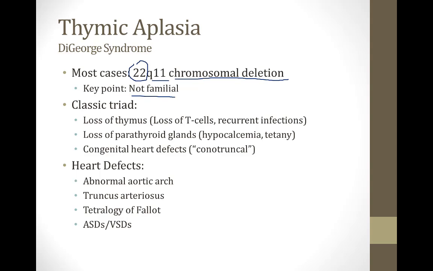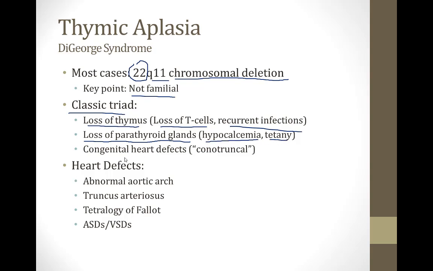There's a classic triad of symptoms that develop in children with thymic aplasia. The first set of symptoms come from loss of the thymus. This is where you lose T cells, and these children have recurrent infections. We'll talk more about that in a minute. The second problem these children have is loss of the parathyroid glands. The third and fourth pharyngeal pouches contribute to many structures in the neck in addition to the thymus, and one of those structures is the parathyroid glands. So with absent parathyroid glands, these children will have hypocalcemia and tetany.